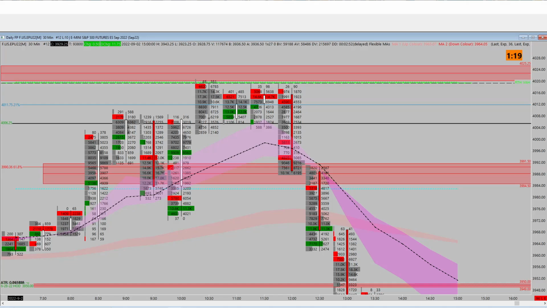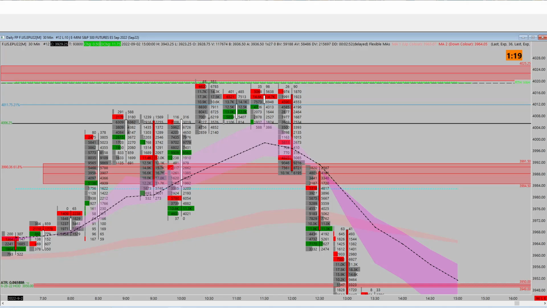So I eventually waited and got filled here at 1725. A zero print exhaustion, huge confidence in this trade, and I was able to ride it down, taking partials along the way until my final exit at 39.50.